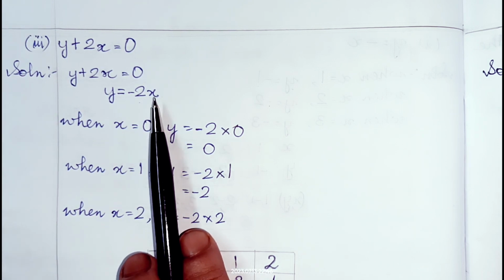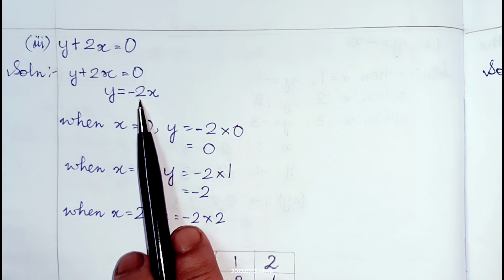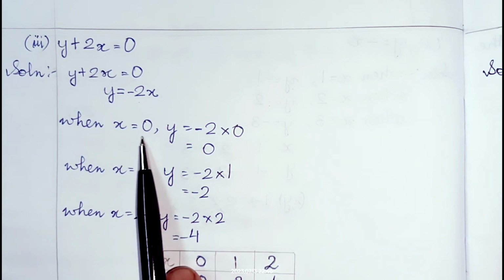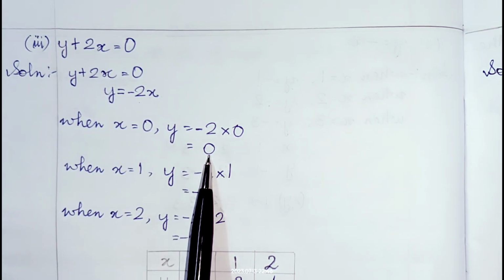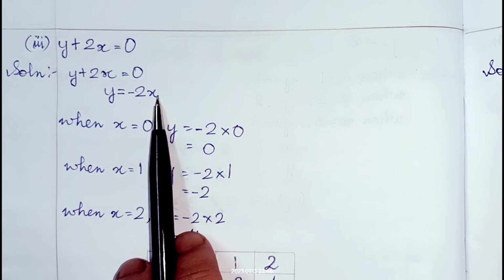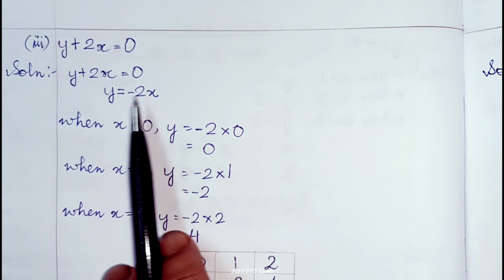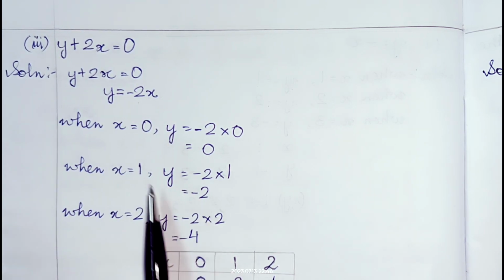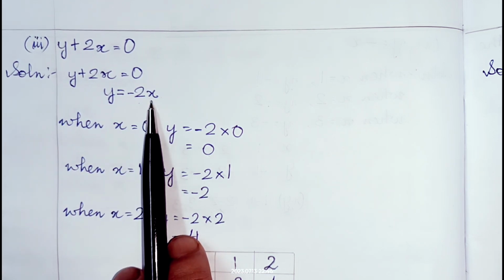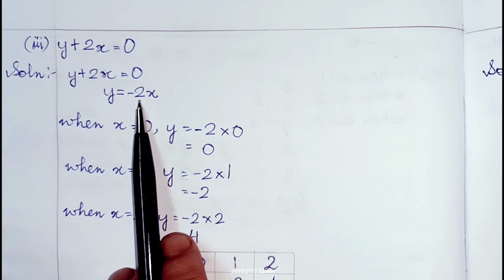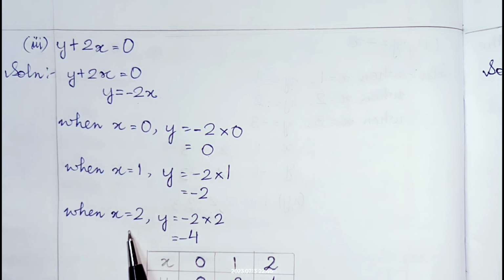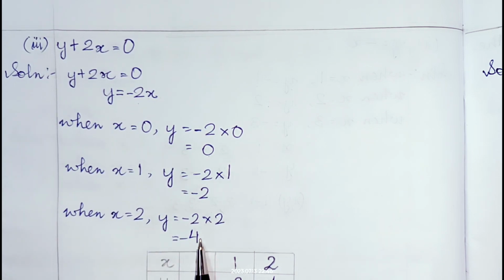Now we are taking different values of x. If we take x equals 0, then minus 2 into 0 will be 0. So if x is 0, y is also 0. If x is 1, minus 2 into 1 is minus 2, then y will be minus 2. If we take x equal to 2, then minus 2 into 2 will be minus 4. So if x equal to 2, then y equal to minus 4. In this way we got 3 sets of values.